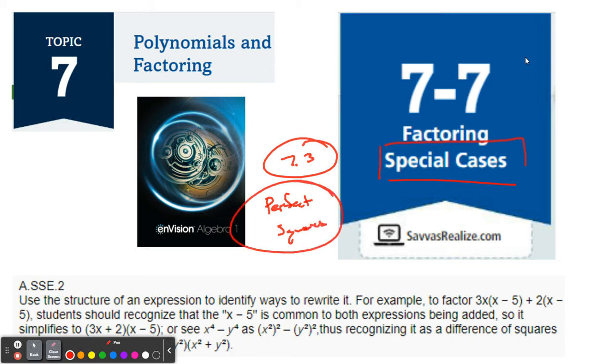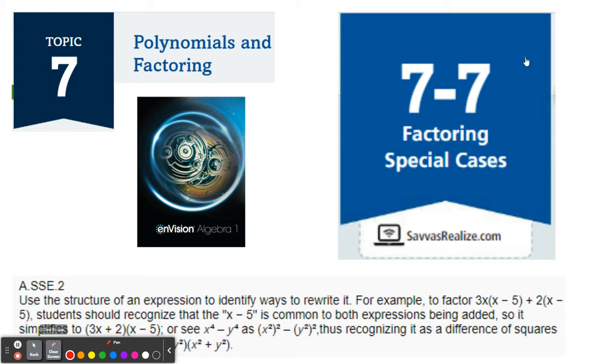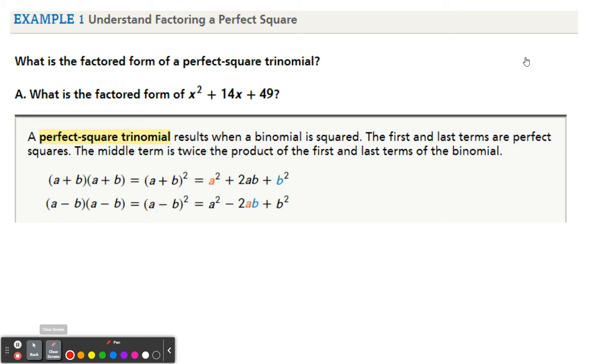So this lesson is all about recognition. If you can recognize, again, it makes your problems a little less difficult for you. Okay, so let's see how good our recognition is. So what is the factored form of a perfect square trinomial, right? A perfect square trinomial. So here's our trinomial: x squared plus 14x plus 49.